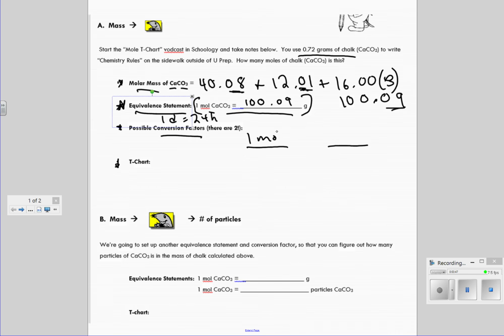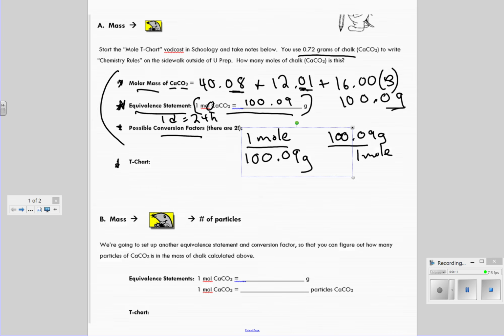So I can say 1 mole on the top. And if you'll notice, I didn't put an E there. That's the super fancy abbreviation for the word mole, you just take off the last letter. I know it's kind of goofy. And then the other conversion factor would be the opposite, 100.09 grams on the top and 1 mole on the bottom. So now let's go down.